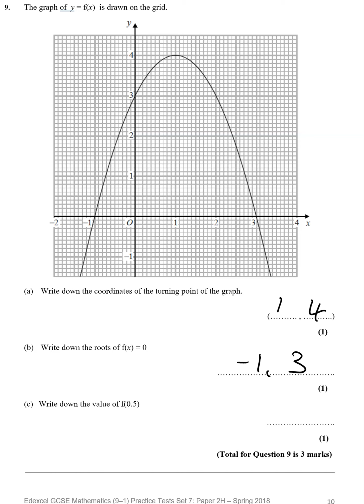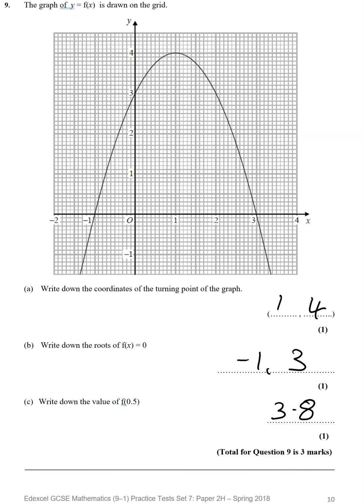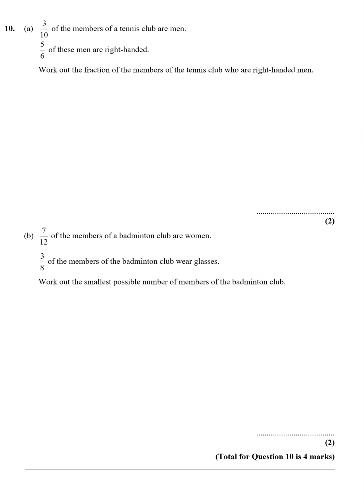And then write down the value of f brackets 0.5. In other words, where x is 0.5. So x is 0.5 there. So actually your value is going to be there. So 3.8. Okay, fairly straightforward. Now let's move on. Number 10.